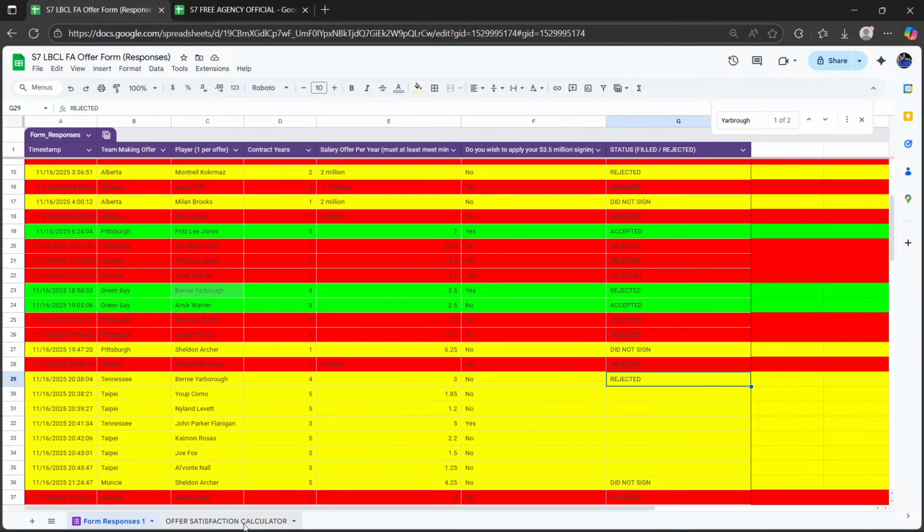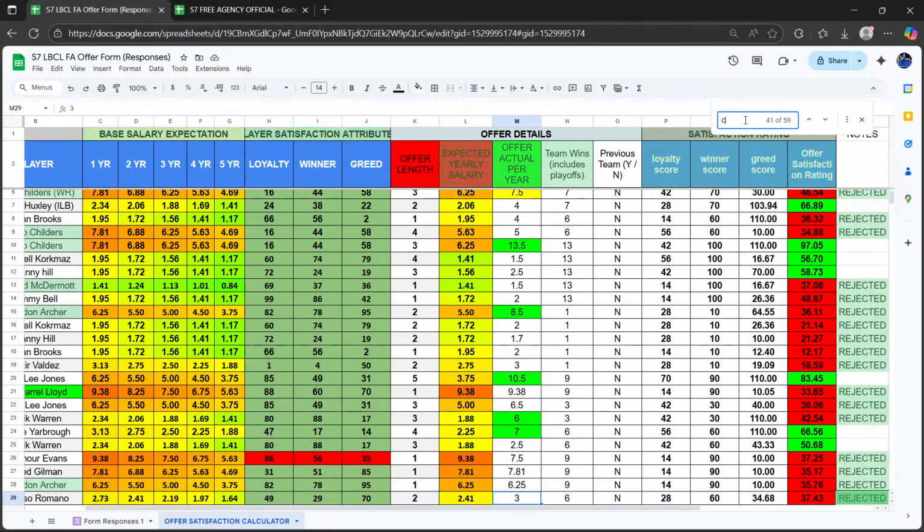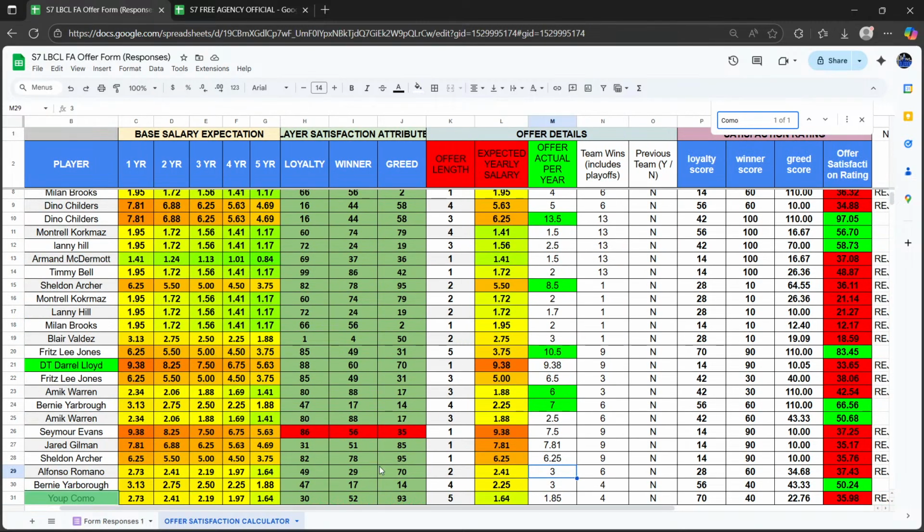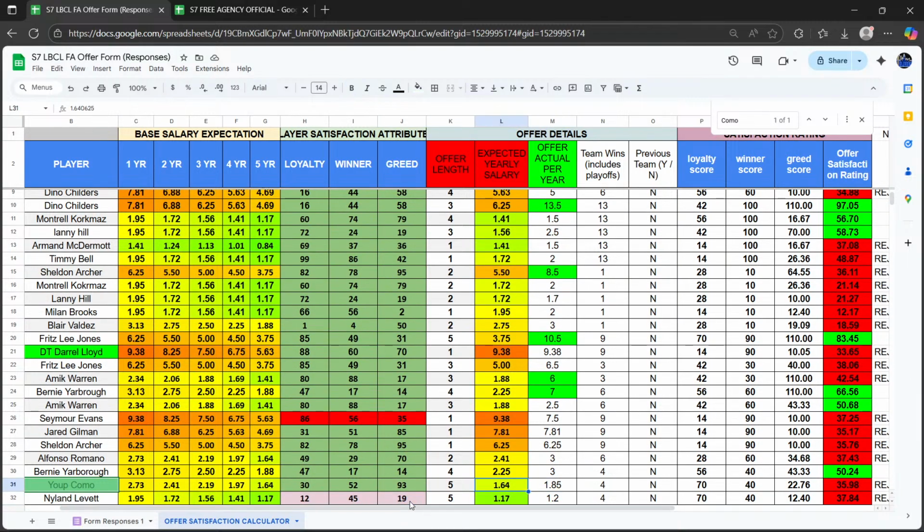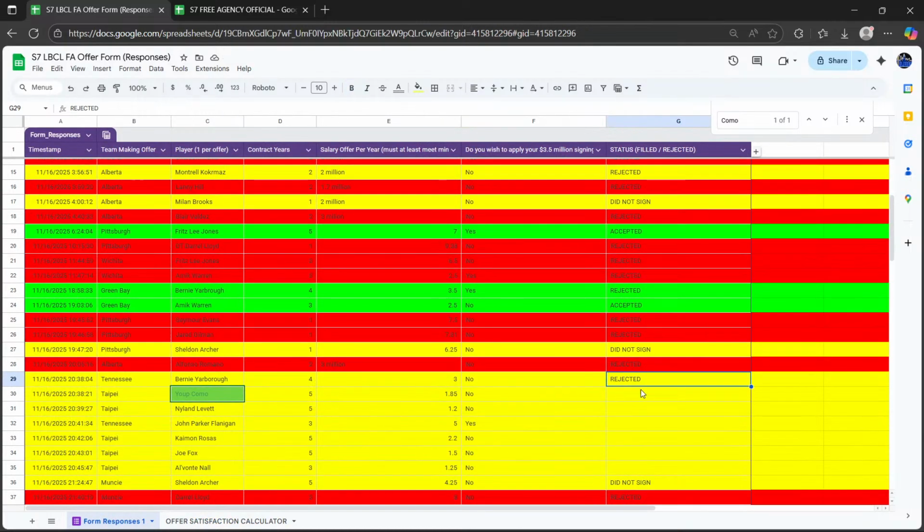Taipei is trying to sign Como. That Como offer wasn't good enough. This is going to come down to a dude with high greed and not enough salary offered there. He's looking for more money than that. But right now, Como says, nope, I'm not doing it.